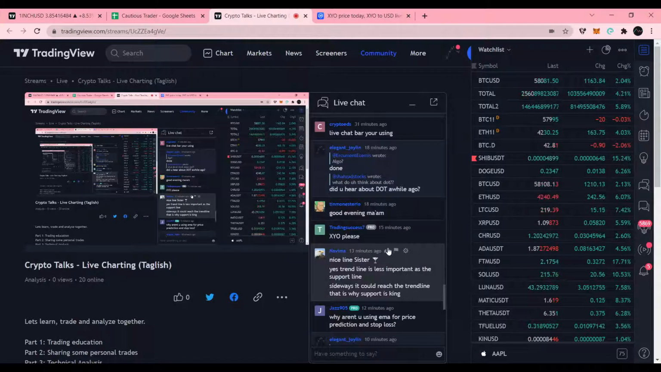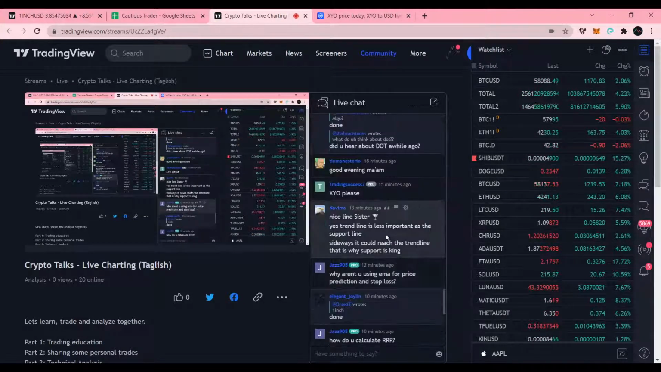Nice line. Yes, trend is less important than the support line. So I could reach the trend line, that is why support is king.